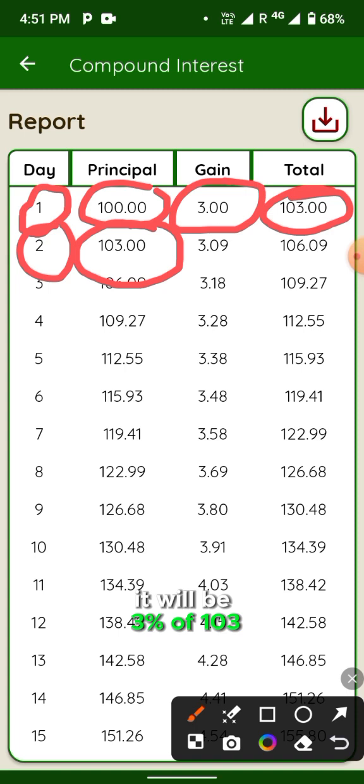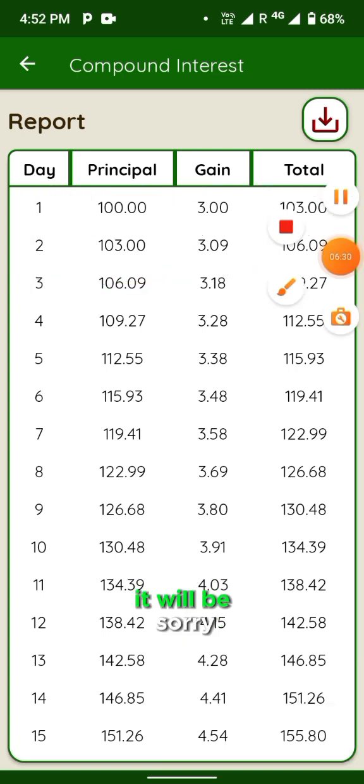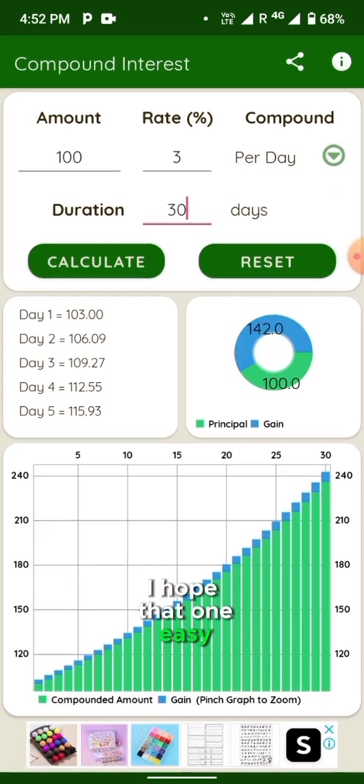of 103, okay? And the gain I expect will be 3.09. And my total after the trade of the second day will be 106. I hope that one is understood.